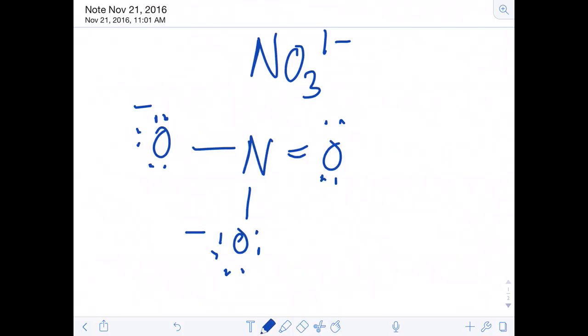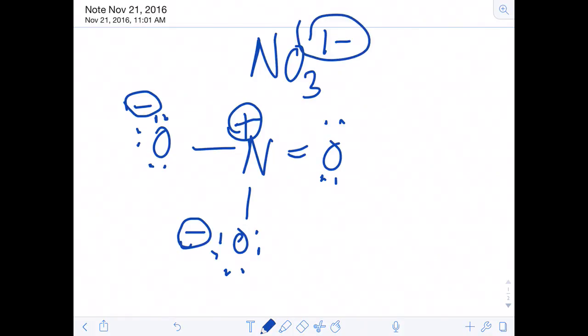So this is the structure, but what about nitrogen? What's its formal charge right now? Is it formally positive, formally negative? How many electrons does it own? 4, right? So right now it's actually formally positive. What's the net charge on this molecule right now? I've got 2 negative charges. -1, right? And that's what you see in the formula here. In the formula here, you see a -1, and that's what this net charge is.